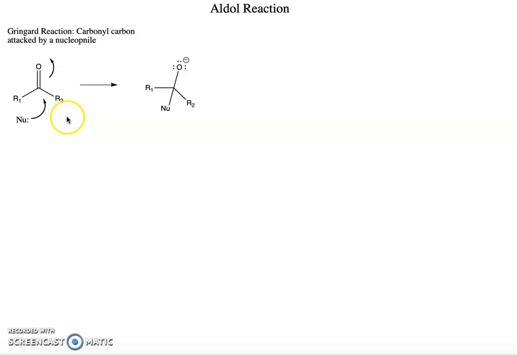I want to talk today about the Aldol reaction. And in order to understand the Aldol reaction, we really want to look at two other reactions that we've already talked about. We've talked about the Grignard reaction, where the carbonyl carbon of the carbonyl is attacked by a nucleophile. So the nucleophile comes in, the oxygen pulls the electrons up to itself, and we get this tetrahedral intermediate.